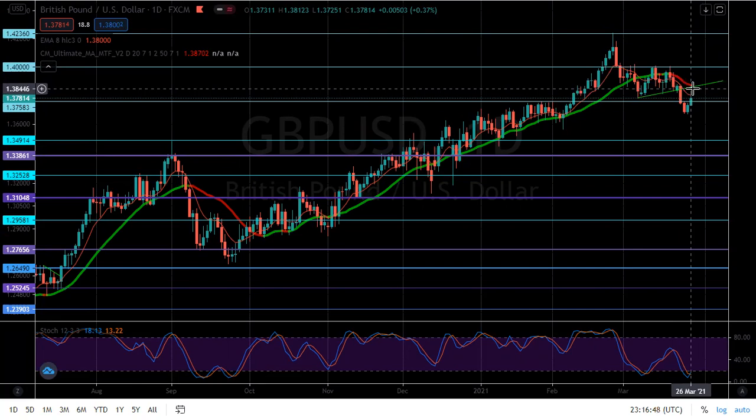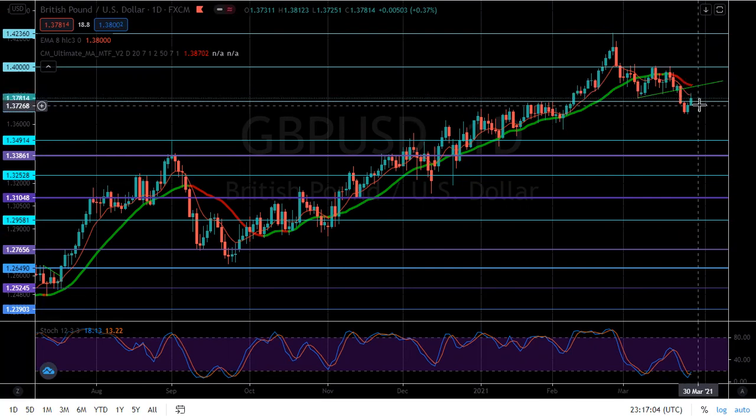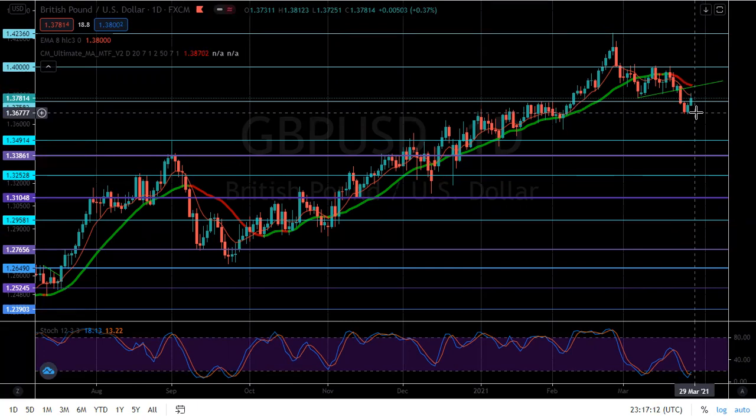But if we have this retracement here to the 1.3850 area, just around the trend line, and we don't have a break and close above it on the higher time frames, I'll be looking forward to price retesting the lows here at the 1.3670 area. That will be that for the pound dollar pair.